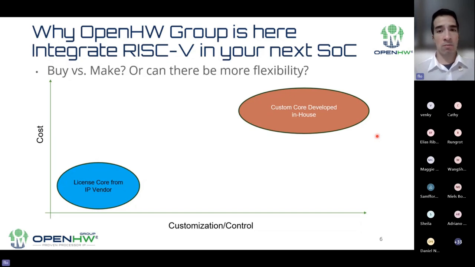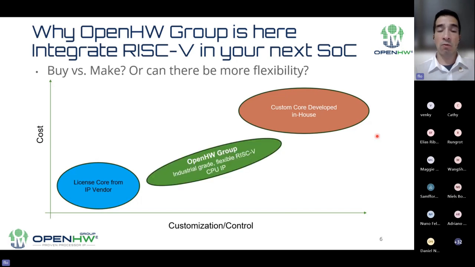Now, Open Hardware Group is filling this gap, this buy versus make decision, and we bring a lot of flexibility with pre-configured cores, validated and verified by a lot of industrial players, but with the option to still modify as you want and as you have to. So Open Hardware Group is actually bringing a third option. You don't have to buy it. You don't have to make it. You can take something already ready and verified and then still modify as you need.